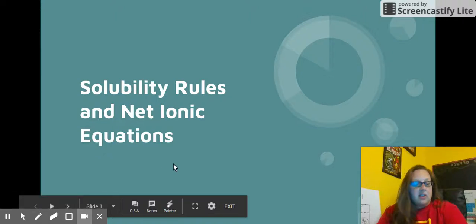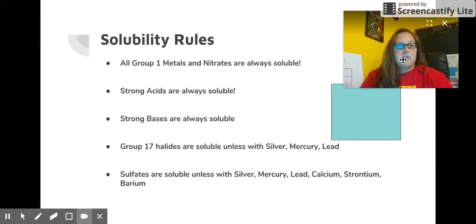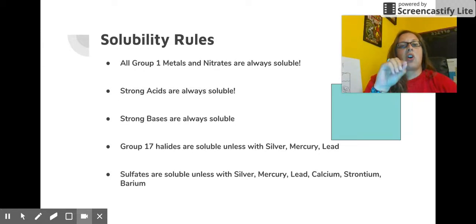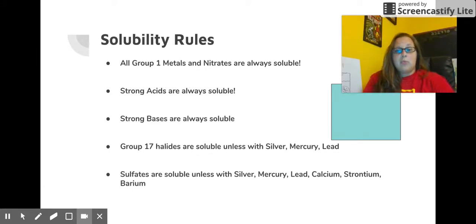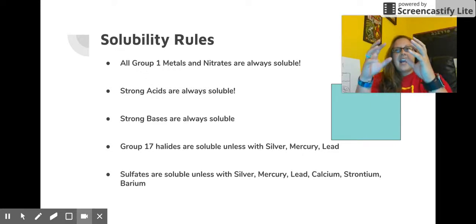As we're discussing solubility rules and net ionic equations, the very first thing we need to know is solubility rules. So let me move my camera up here, and I can talk to you about these rules. The first rule says all group 1 metals and nitrates are always soluble. So let me talk about what that means. First of all, when I say the word soluble, it means an ionic compound can be put in water, and when it's put in water, it actually dissociates into its separate ions.